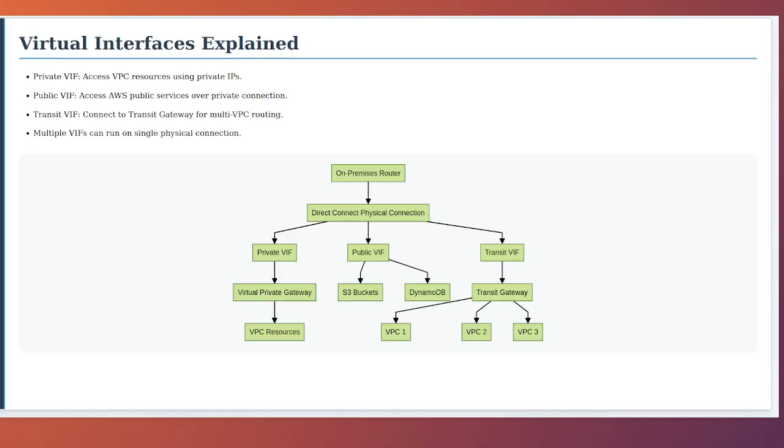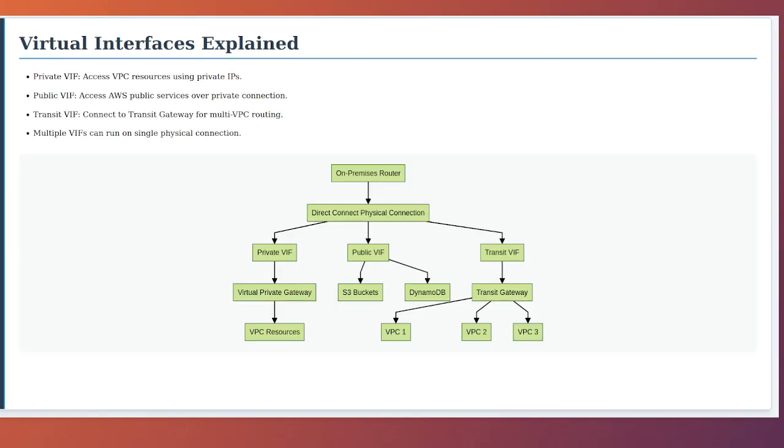Transit virtual interfaces are used with AWS Transit Gateway to enable routing between multiple VPCs and your on-premises network. Transit Gateway acts as a central hub that can connect many VPCs together, and a Transit VIF allows your Direct Connect connection to interface with this hub. This is particularly useful in complex multi-VPC architectures where you need centralized routing and network management.